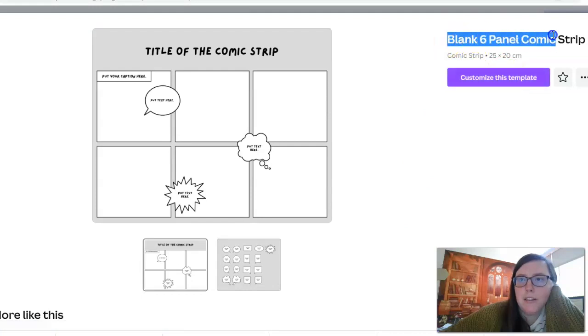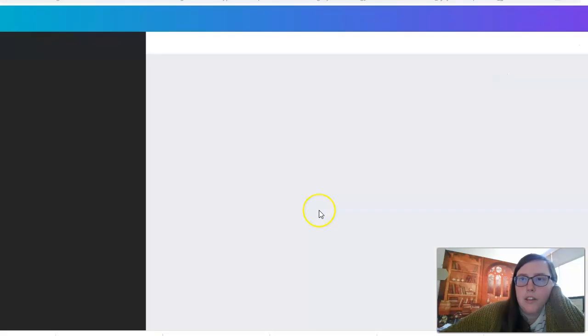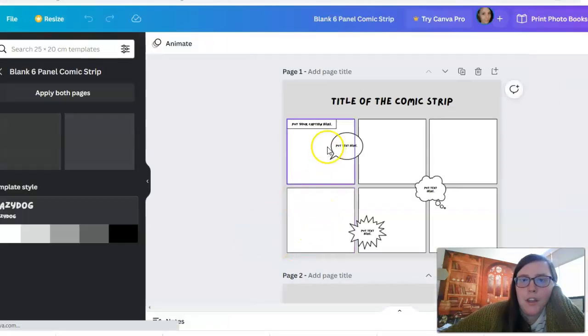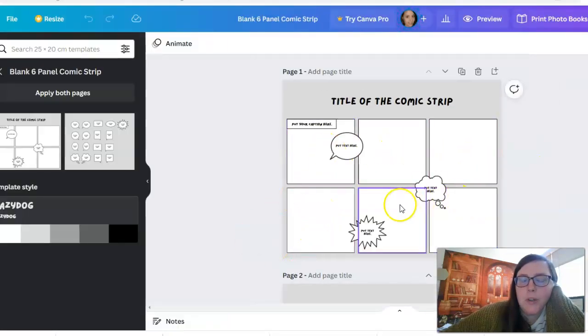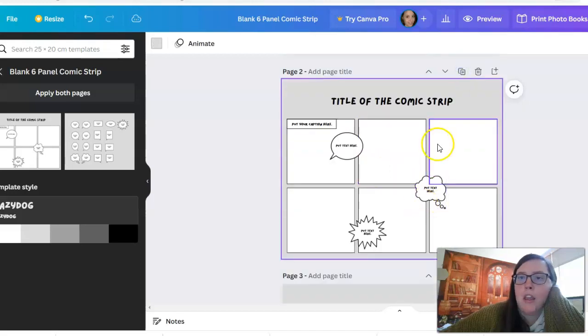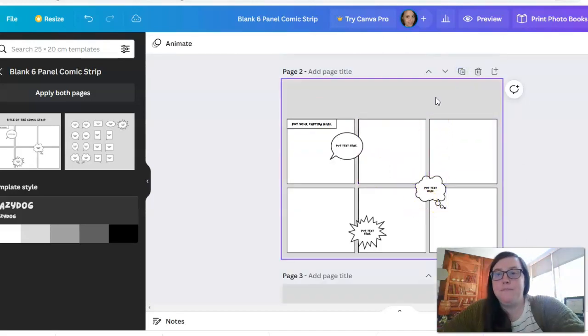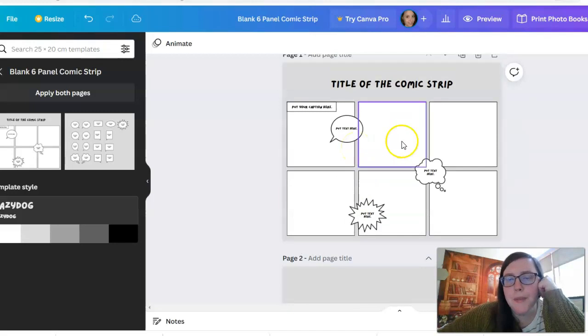It is called the Blank 6-panel comic strip, and I clicked customize, and that just gave me somewhere to start. I duplicated the page because, again, I knew I was going to need more than 6. I needed at least 9 of these boxes. So I duplicated the page, and then I worked from there.